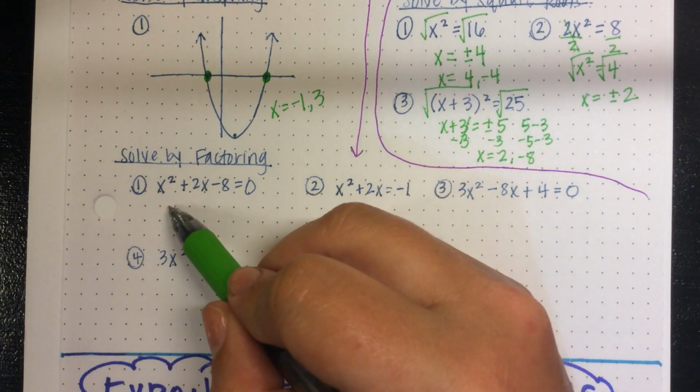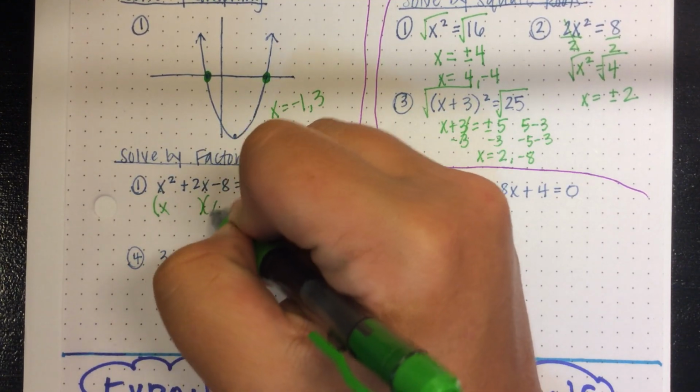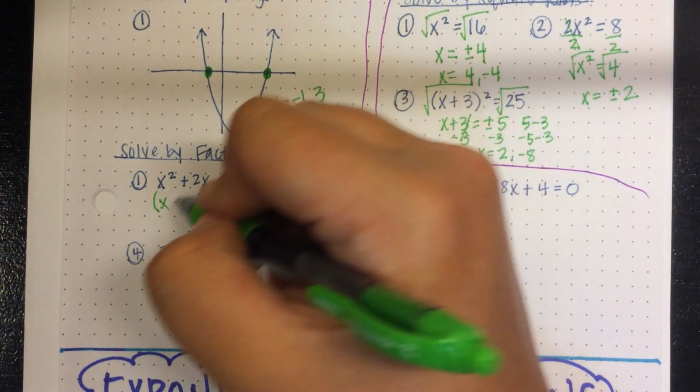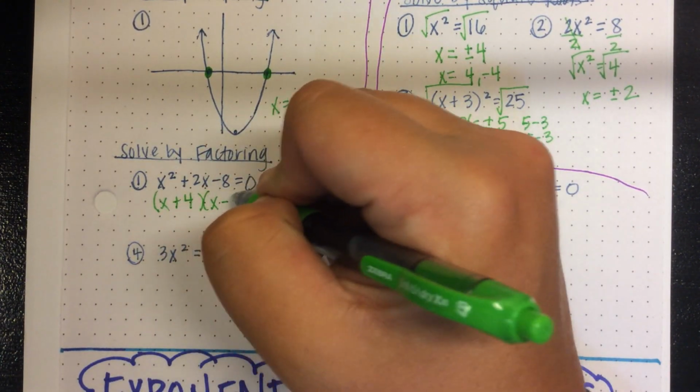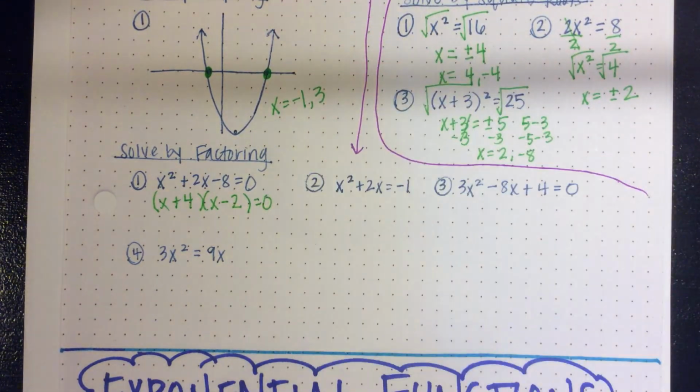So the first one we're working with here is a plain Jane trinomial. So I go straight to parentheses. Okay? I want to multiply to -8, but add to a +2. So that's going to be a +4 and a -2. Now remember, this is an equation. I've got an equal sign here.